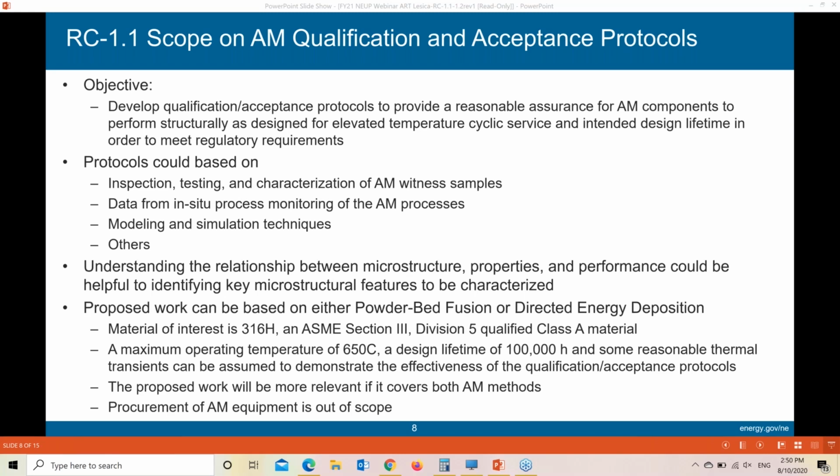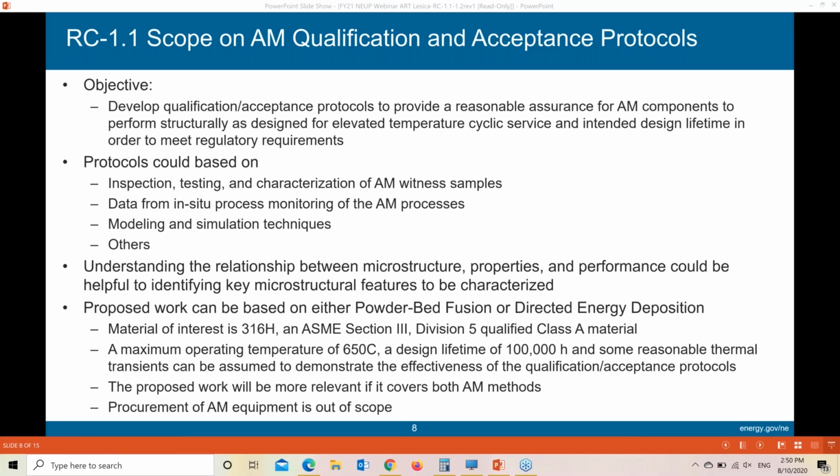Yes, I want to echo Sue that for this scope we are not interested in improving the AM processes, printing different ways and optimizing the AM process further. We just want to use whatever the state of the art is. We're more concentrated on how to accept components that are fabricated by these two AM methodologies. Back to you, Drew.